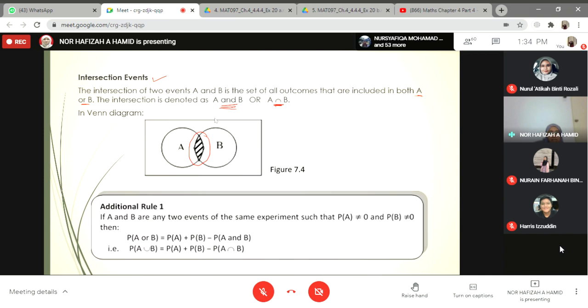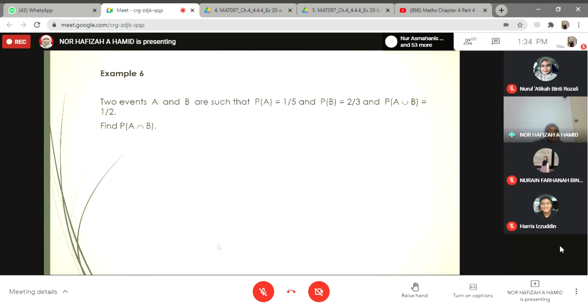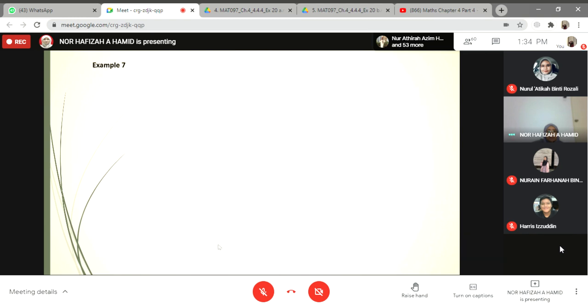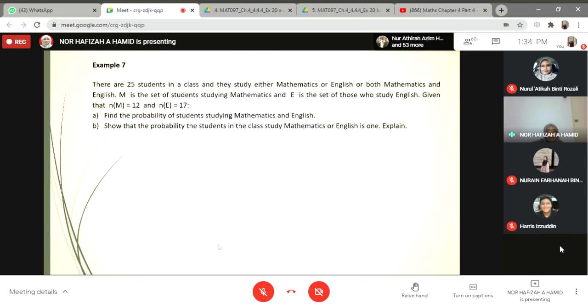Lepas tu kita ada additional rule 1. So ni formula pun you kena hafal lah, formula for additional rule 1. Ni kalau involve union and intersect, you boleh apply this formula. So we have probability of A union B equal to probability A plus probability B minus probability of A intersect B. So kita ada example. Example 6 ni saya nak refer kepada video je. So saya nak you tengok example 7.